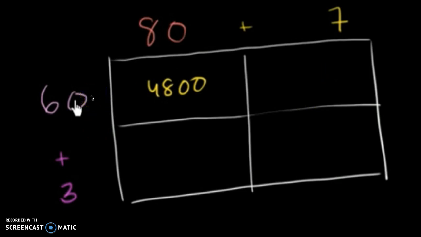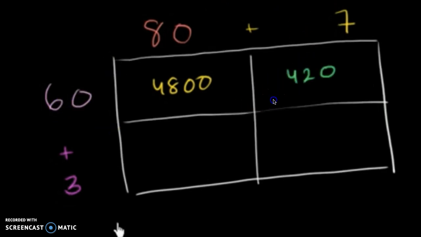Our next multiplication problem is going to be 60 times 7. We've got to redistribute that 60 to the 7. Take away that 0. 6 times 7 is 42. Add it back in that 0 to get 420. Again, 2 multiplication problems are done, but we've still got 2 more in order to get the complete product.